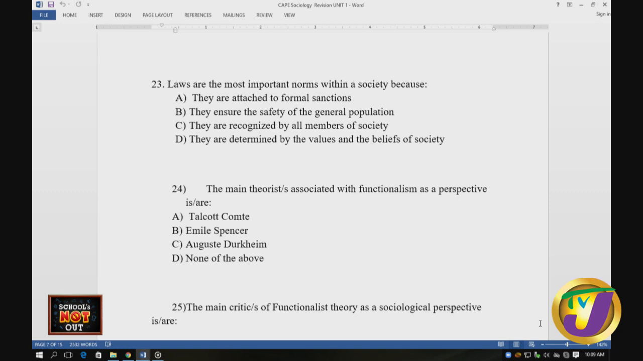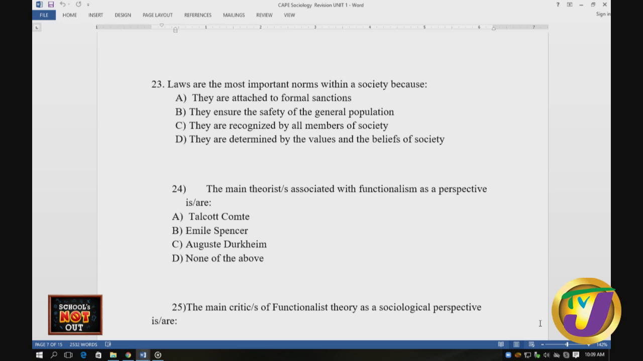They ensure the safety of the general population, somehow, but laws by themselves can't ensure the safety. They are recognized by all members of society. We would hope so. They are determined by the values and beliefs of society. This is one where all the answers are close, so you want to look at which one is most correct. They are attached to formal sanctions, because all the laws, there's a sanction attached to it. What happens if you don't social distance? What happens if we have 20 people at a party or at a church? There is a law now, and so there are sanctions. So that is A.